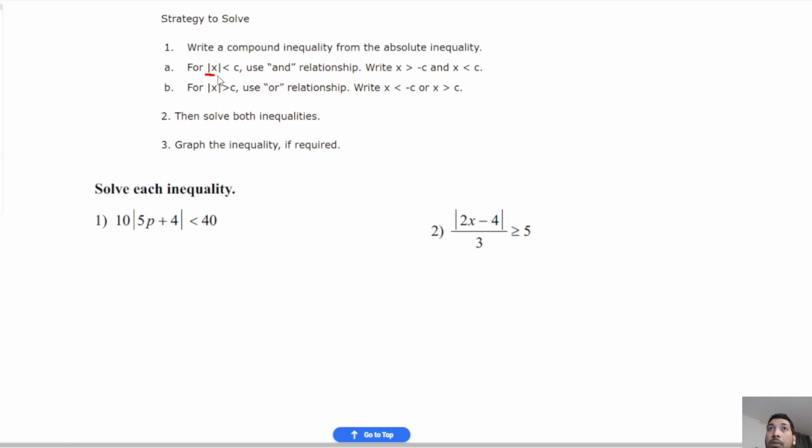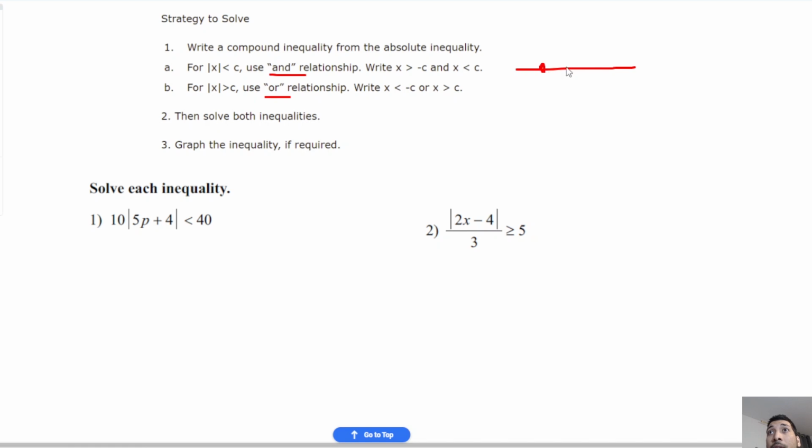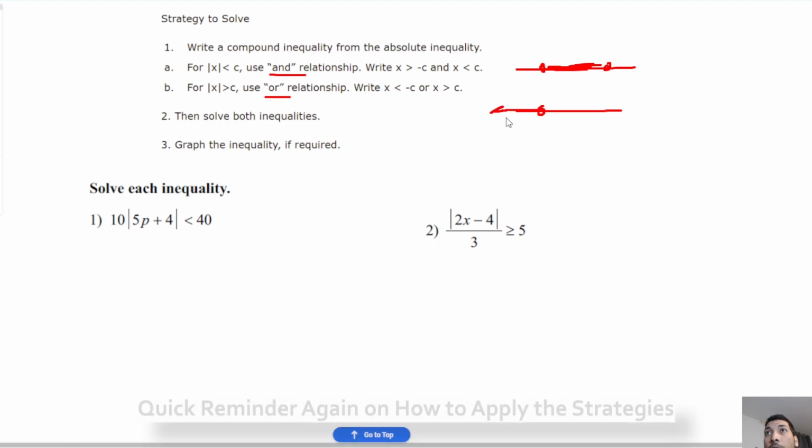So if we have this absolute value isolated and we have this less than symbol, we use an and relationship. And if we have absolute value with a greater than symbol, we use an or relationship. First, we make sure that we have this absolute value in isolated form, and then we check whether we have a less than symbol or a greater than symbol. If you have a less than symbol, we use an and relationship. If you have a greater than symbol, we use an or relationship. So for and, we use this overlapping region. For or, we use the non-overlapping region.